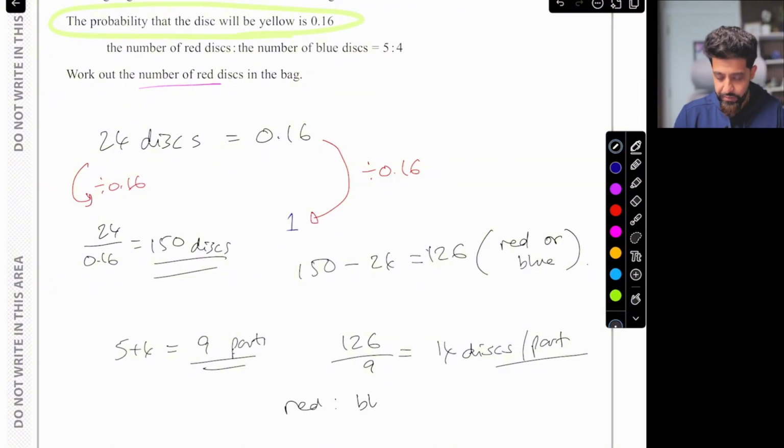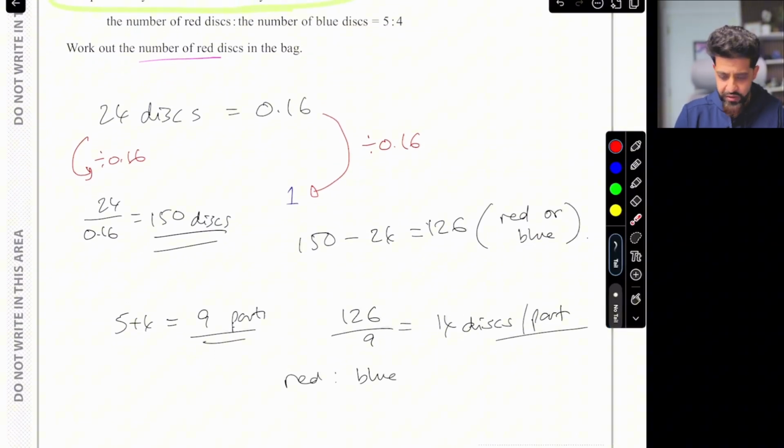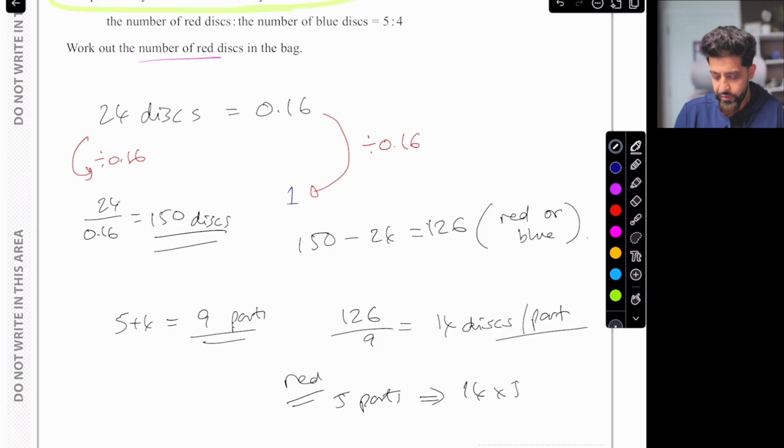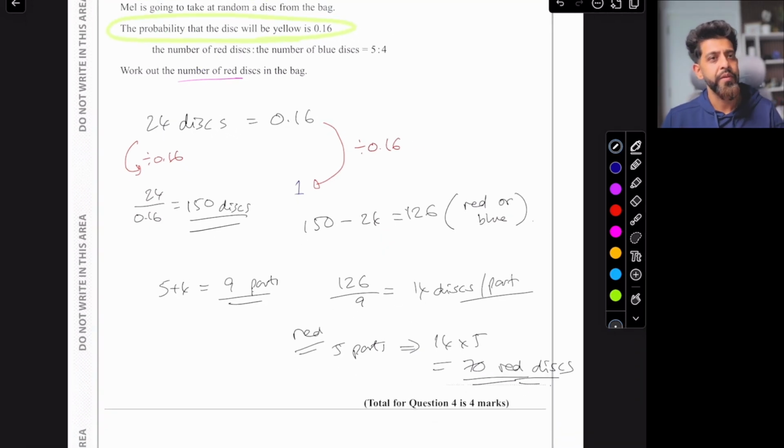So red and blue. We just want red, don't we? Yeah. So the question just wants red, which is 5 parts. So we don't need the blue. So the red would be 5 parts. So therefore, it will be 14 times by 5, and that is 70. So you've got 70 red discs right there. Okay. All right, moving on.